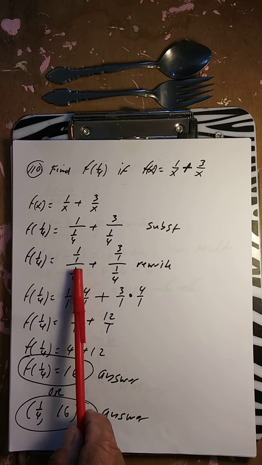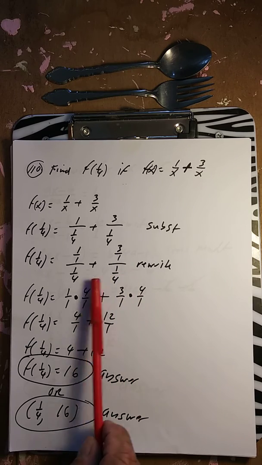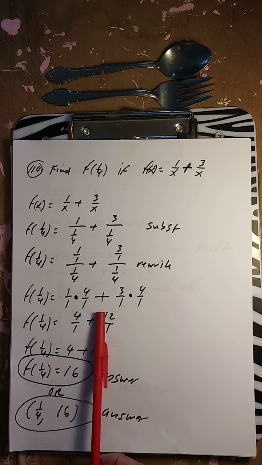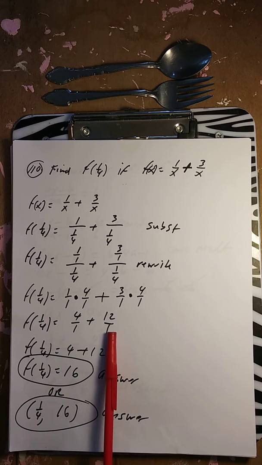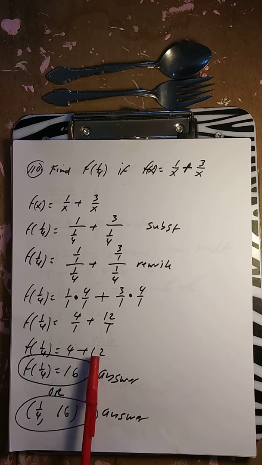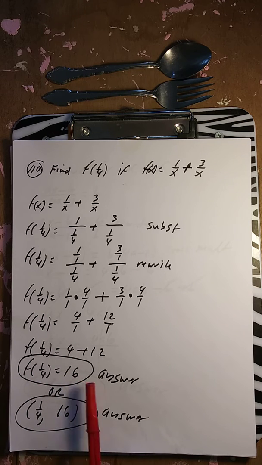1 over 1 times 4 over 1 plus 3 over 1 times 4 over 1. The reciprocal of these numbers right here. So now multiply across. That's going to be 4 over 1. That's 4. That's going to be 12 over 1, which is 12. So 4 plus 12 is 16. So the function f of 1/4 is 16. Or as a point or ordered pair, 1 over 4 and 16.